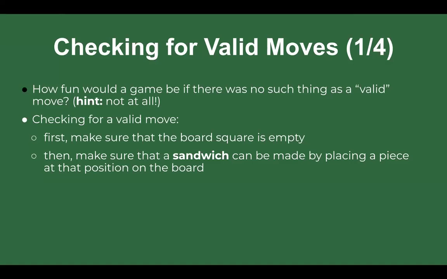Okay, so if there was no such thing as a valid move in the game, it wouldn't be very fun because you wouldn't be able to go. So we need to be able to check for a valid move. And this involves sort of two steps. We want to make sure that a board square is empty. Otherwise, you obviously can't put your piece there because there's another piece there. But we also want to make sure that a sandwich can be made by placing a piece at that position in the board, which just means you place your color, and then there's a sequence of the other player's color all in a row, and then your color again.